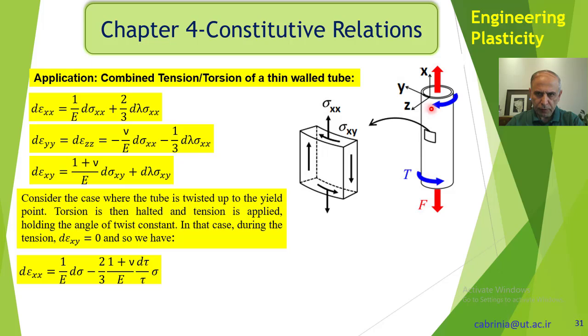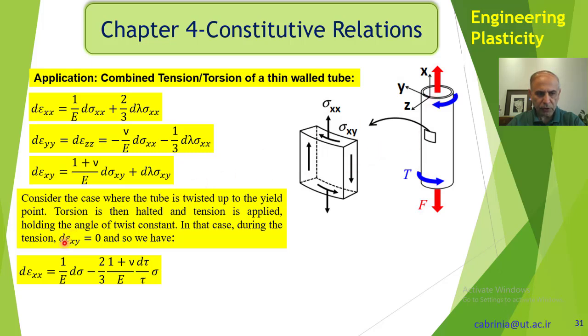Okay, so if we stop the torsional loading and start the axial loading, because we are in the plastic region, we don't get any further strains due to the torsion because we have stopped the torsion. We get strains, but the strain is due to this axial load. That's why we have put d epsilon xy equal to 0, because we have said that we have halted the torsion, stopped the torsional loading.